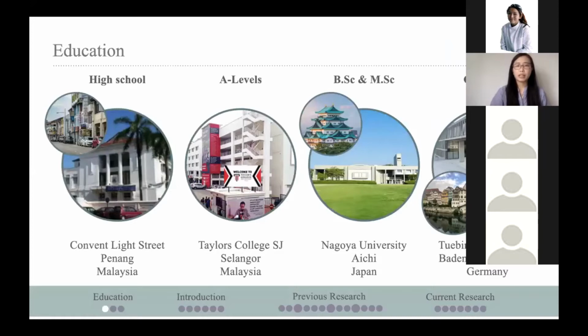Okay, so let's start with education. I'm actually from Penang, and I went to high school in Convent Light Street, and then I did my A-levels in Taylor's College Subang Jaya in Selangor. After that I went to Japan, and I did my bachelor's and master's in biological science at Nagoya University. After I finished my master's, I wanted a change of scientific environment, so I looked for a position in Germany, and here I am now. I'm a fresh PhD student, so I've only been here about 6 months. I can't tell you too much about the PhD experience other than I've just started, but so far it's been pretty good.